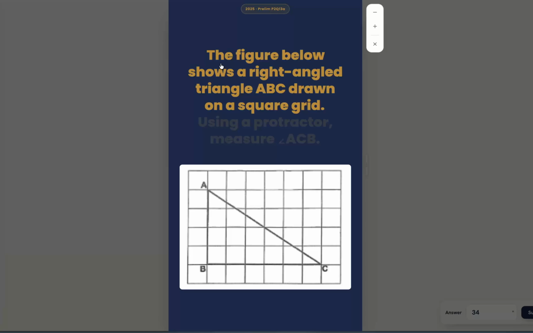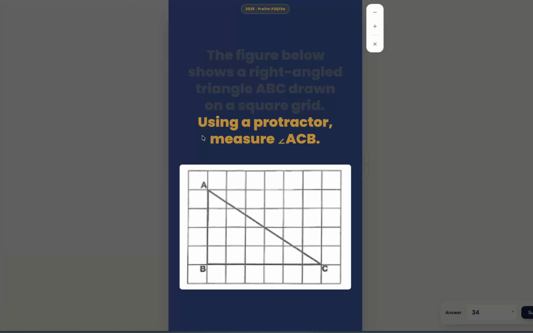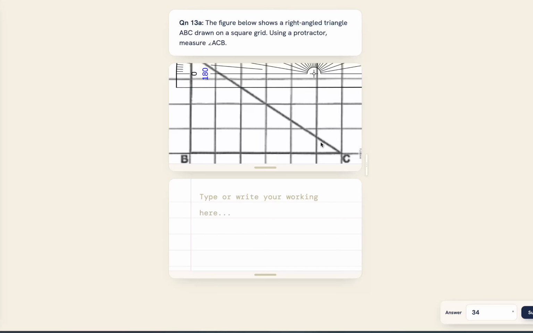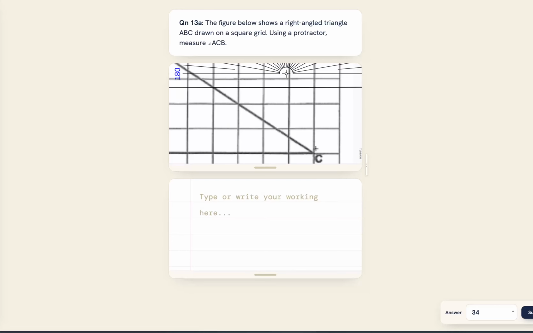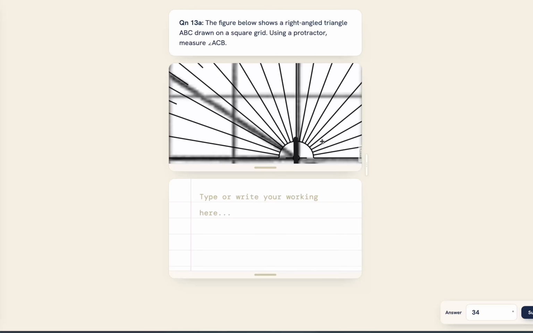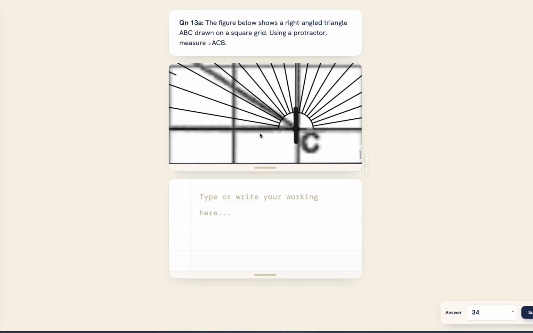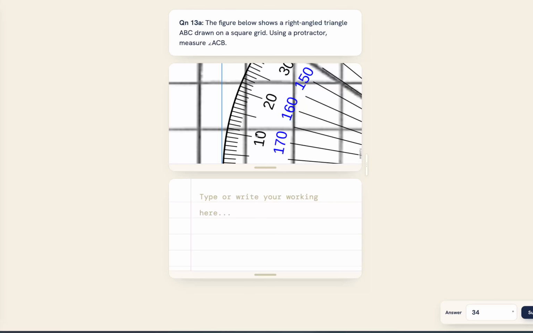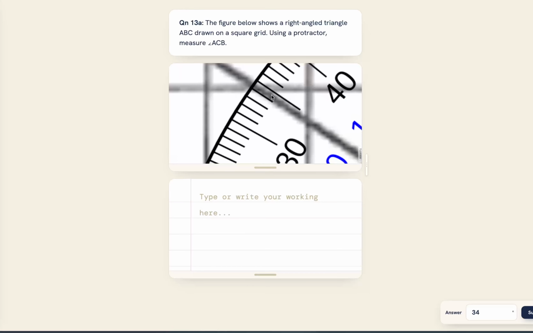All right, question 13A. The figure below shows a right-angled triangle ABC drawn on the square grid. Using a protractor, measure angle ACB. To get the angle from a triangle, you need to draw a straight line, something like this, so that when you put your protractor over here, it nicely sits on this point. Make sure the line is parallel to the base of the triangle. Reading the protractor, it's 30 and then goes to 4, so generally it's 34 degrees in this case.